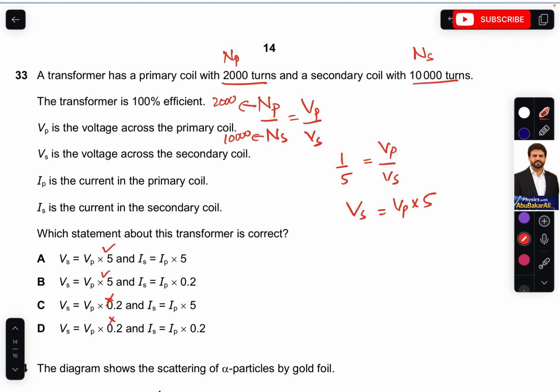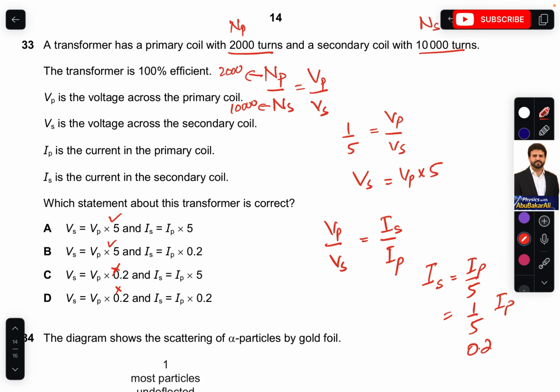Now we know that VP over VS is the opposite of current. It's IS over IP. They are inversely proportional. If the voltage is more, the current will be less, right? If in the secondary coil the voltage is 5 times more, the current will be 5 times less. So IS should be IP, 5 times less. It can be written as 1 by 5 IP. This 1 by 5 is 0.2. Okay, so it is option B that is correct.